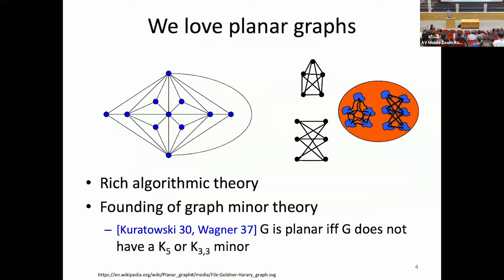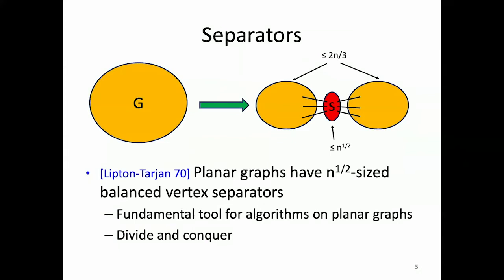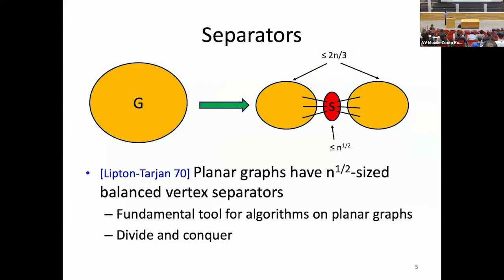Okay, so we all know and love planar graphs, a rich algorithmic theory, and this talk is a lot about understanding algorithms on planar graphs. One of the things that we love about planar graphs is the Lipton-Tarjan separator theorem. Planar graphs have root n size balanced vertex separators. That's a set of size root n which, if you remove it, you get connected components no larger than 2/3 of the graph. This is a great tool for divide and conquer.